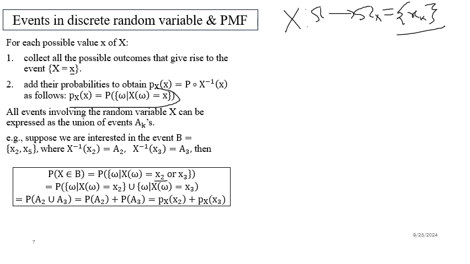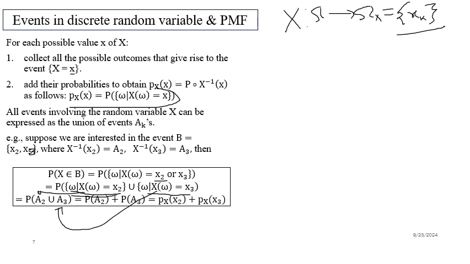So here we can see that we are getting all those omega which are mapped to X2 and all those omega which are mapped to X3. I wrote X5 here, but make it X3. You can denote this set by A2, that means all those omega which are mapped to X2. And all those omega which are mapped to X3, we denote it by A3.